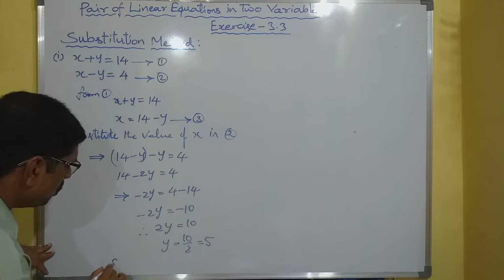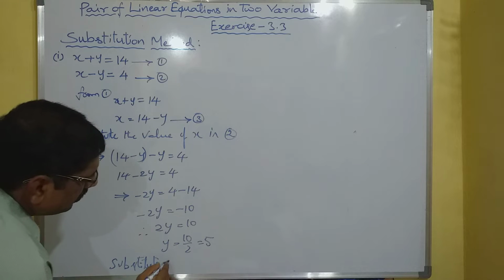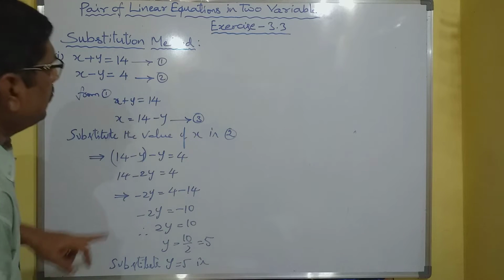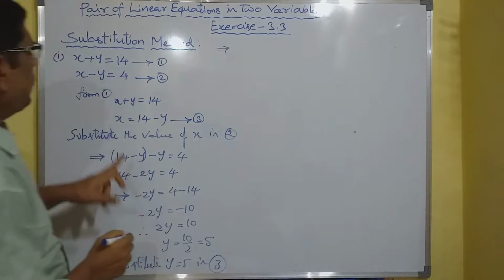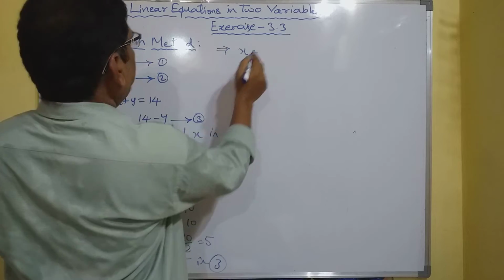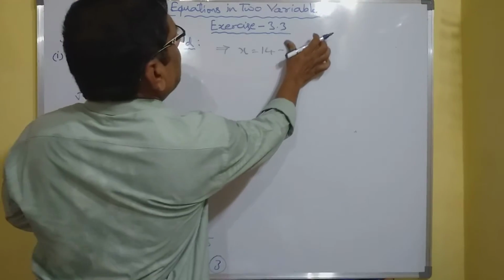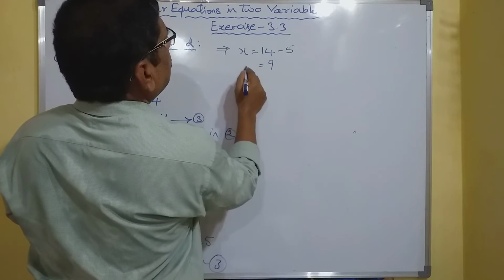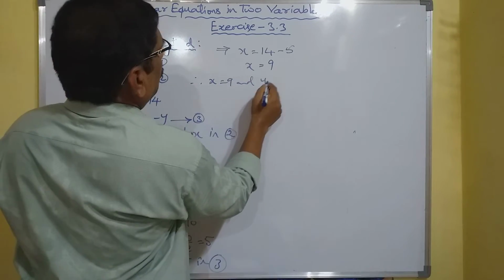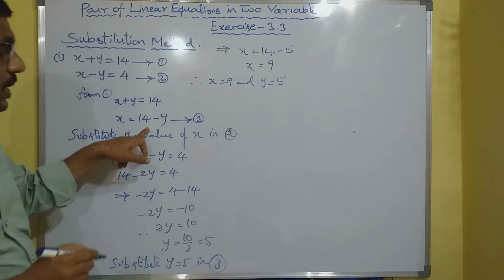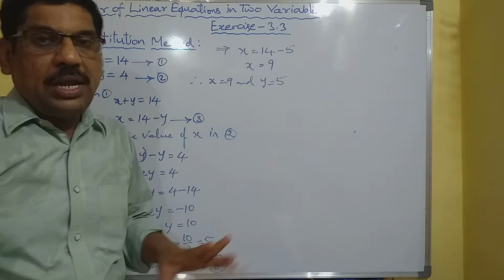Now we got the value of y. Let us substitute y is equal to 5 in equation 3. In equation 3, if you substitute the y value in 14 minus y, what is the y value? y is 5. So 14 minus 5 is 9. Therefore x is equal to 9 and y is equal to 5. This is the solution for the given pair of linear equations.